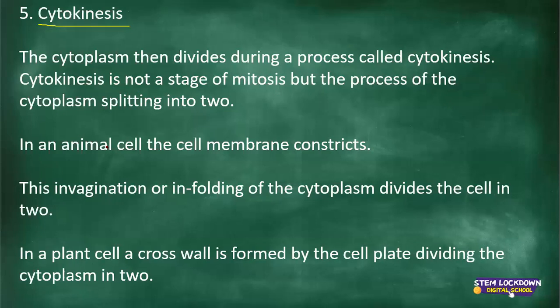In the animal cell, based on the structure of the animal cell, it is the cell membrane that will constrict, because the cell membrane is the outermost layer of the animal cell. But in a plant cell, the outermost layer is a cell wall. That is why in plant cells, it would be a cell plate that will aid in the division, whereby it would form the cell wall. You understand that? Whereby it will form the crosswall.